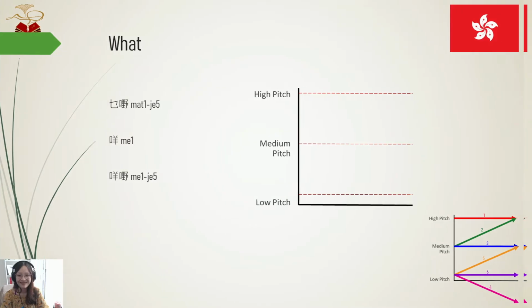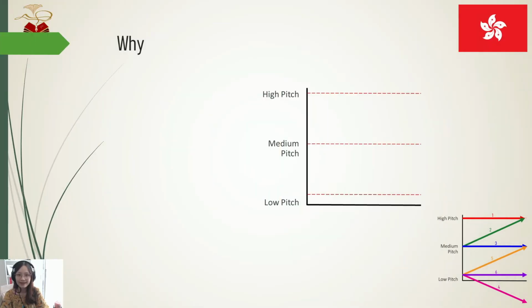Then we have why. Why is 點解. Why is used either at the start of the sentence or after the subject. So you can use why blah blah blah, or I why, or you why blah blah blah. So 點解.